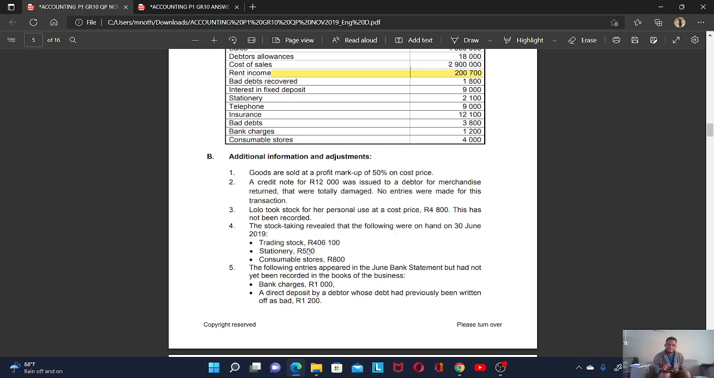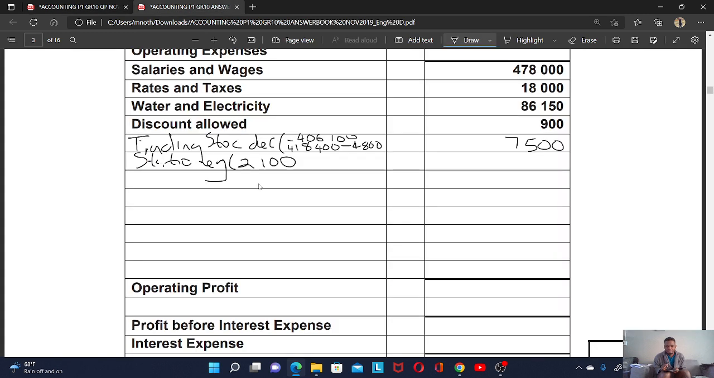So let's go and subtract the stationery. Minus 500. So 2,100 minus 500 is 1,600.